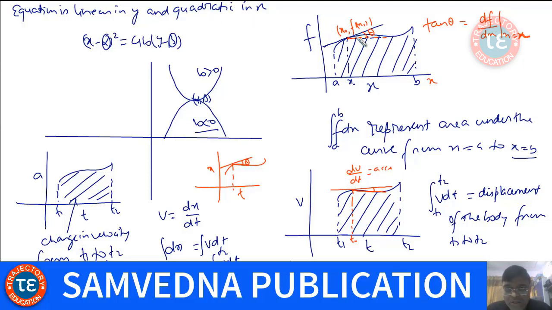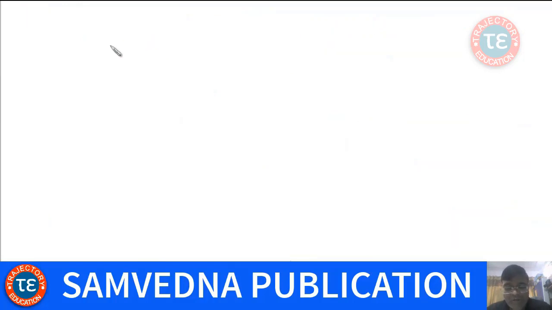Should I repeat? The definite integral gives you the area under the curve, and if you draw any tangent, then the slope of that tangent gives you the derivative of the function at that point. See, the integral of f dx will give you area under the curve, and if you draw any tangent at any point, it gives you the slope of the tangent, the value of df by dx. So keeping all these things in mind, we can discuss the graphs of various kinds of motion which a body can undergo, right? I'll discuss them one by one.